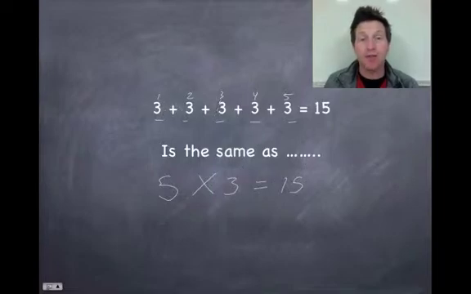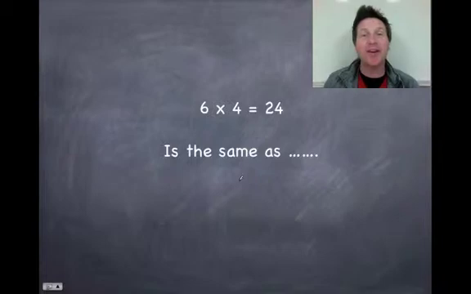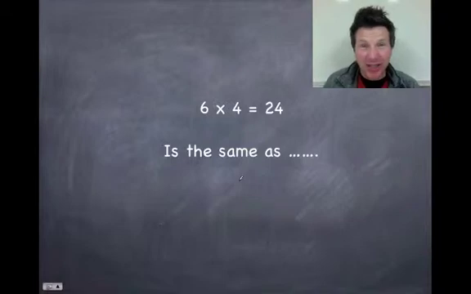So 3 plus 3 plus 3 plus 3 plus 3 is equal to 15, and that's the same exact thing as saying 5 groups of 3. Really, guys, it's that simple. So now we're going to do it the other way. How do we change a multiplication sentence into a repeated addition sentence? We've got to be able to go back and forth.